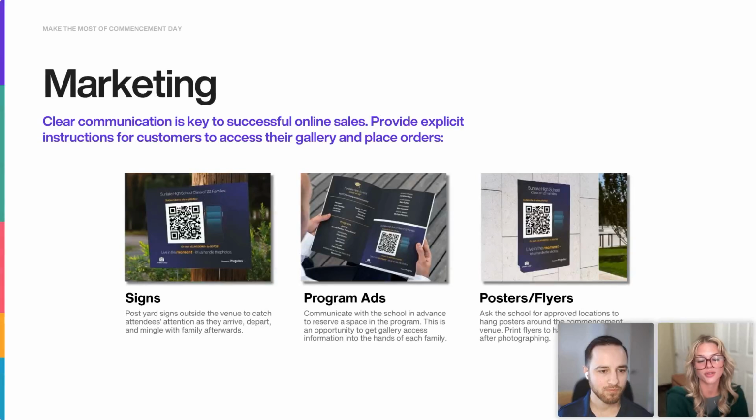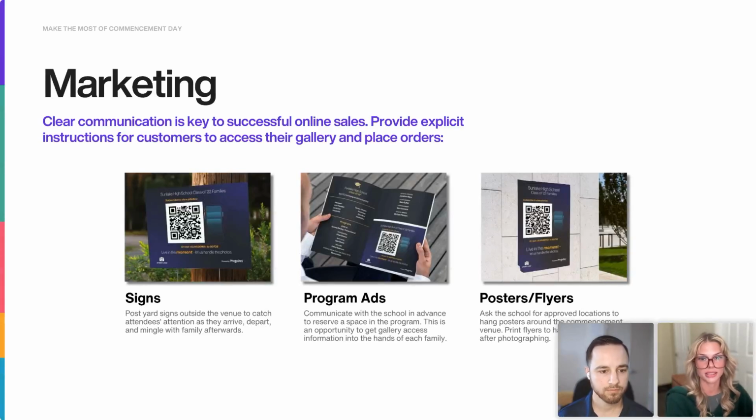Your customers have to know where they're going to find their photos when you're selling online in order to make it work. So it is important for them to be informed ahead of time and in many different places. So we have a couple of examples here. You can do all of these. You don't have to choose just one. I would recommend using as many different methods of marketing as you can.